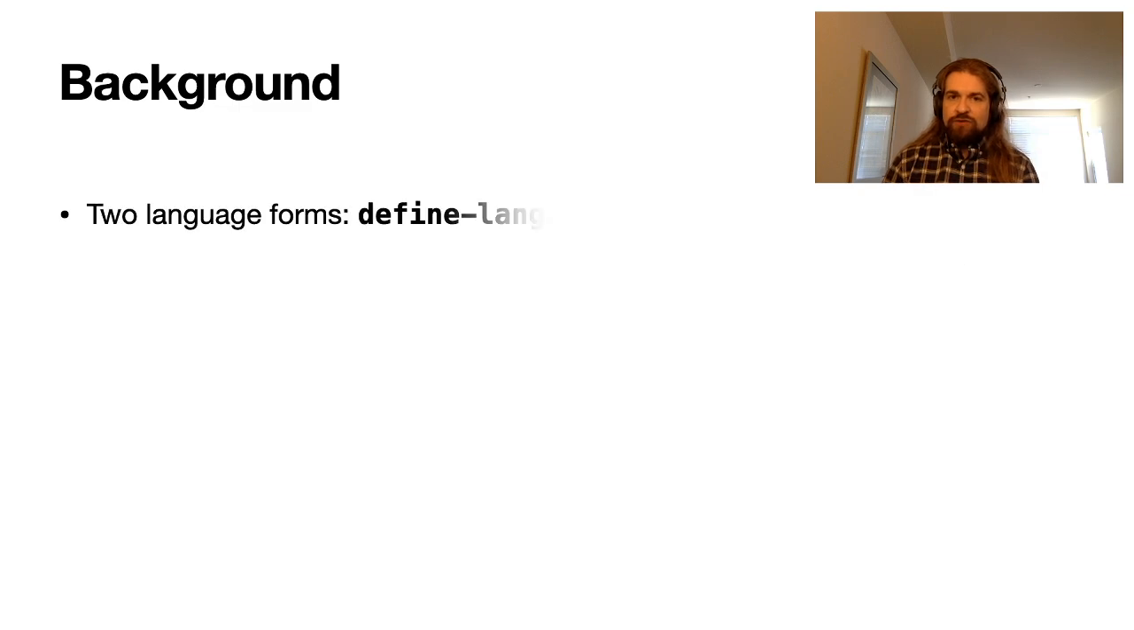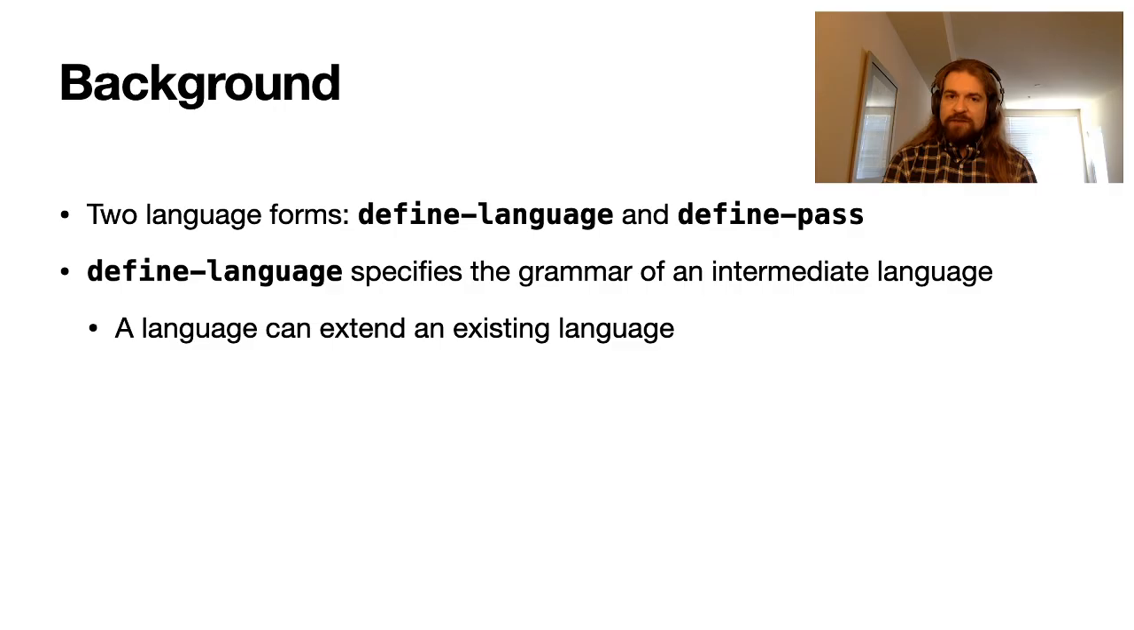So we have two forms in the language, define-language and define-pass. Define-language is used to specify the grammar of our intermediate languages, and to the point of being able to create things with less boilerplate, you can create new languages by extending an existing language. And so you don't have to write out the full text of every language. This becomes important when you start to have 10, 15, 20 intermediate representations, and each one of them is really just a small change on the previous one.